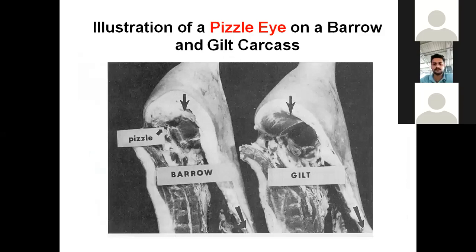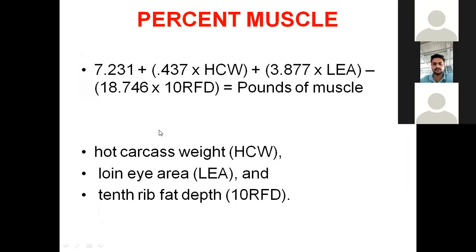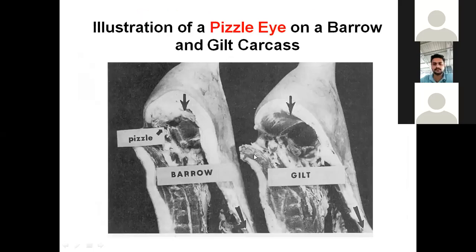This is just for your information, how we can differentiate a male carcass and a female carcass, or the barrow and the gilt. In the case of male, there is a bone called the pizzle bone. When you cut it, you can get the pizzle bone. I will show you when you come for the practical. This is a pizzle bone, which we will not find in the case of a female carcass. So once you divide the carcass into two, you can differentiate whether it's a male or female carcass just by using the pizzle bone.